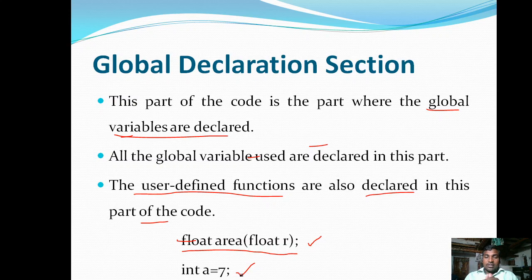One thing here: the global section contains user defined functions. User defined functions are the functions written by the user to perform a particular task. So here, float area means area is a function used to calculate the area of a particular region, such as a circle, and so on.